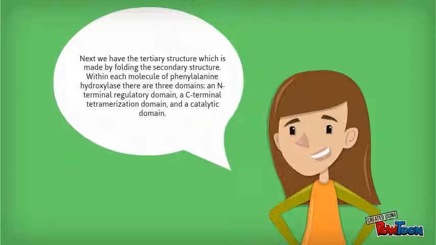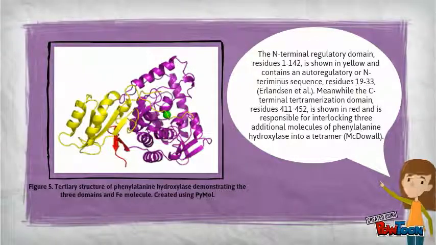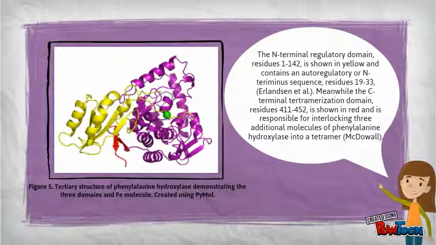Within each molecule of phenylalanine hydroxylase, there are 3 domains: an N-terminal regulatory domain, a C-terminal tetramerization domain, and a catalytic domain. The N-terminal regulatory domain, residues 1 through 142, is shown in yellow and contains an autoregulatory or N-terminus sequence, residues 19 through 33. Meanwhile, the C-terminal tetramerization domain, residues 411 through 452, is shown in red and is responsible for interlocking 3 additional molecules of phenylalanine hydroxylase into a tetramer.